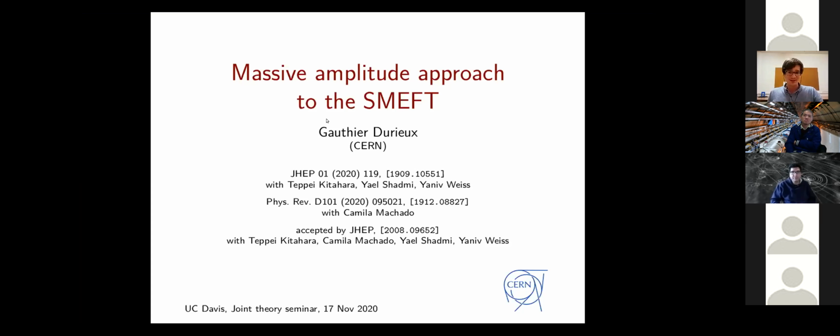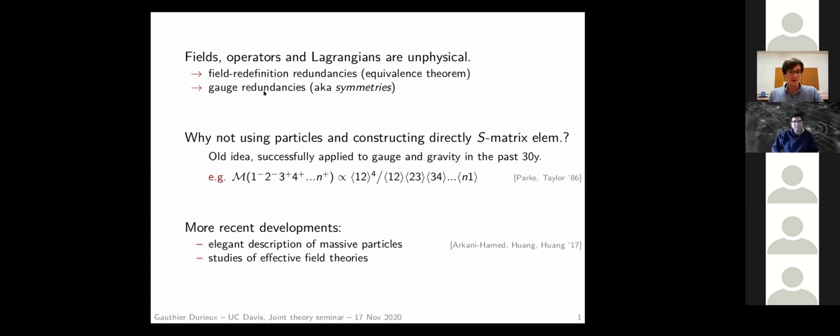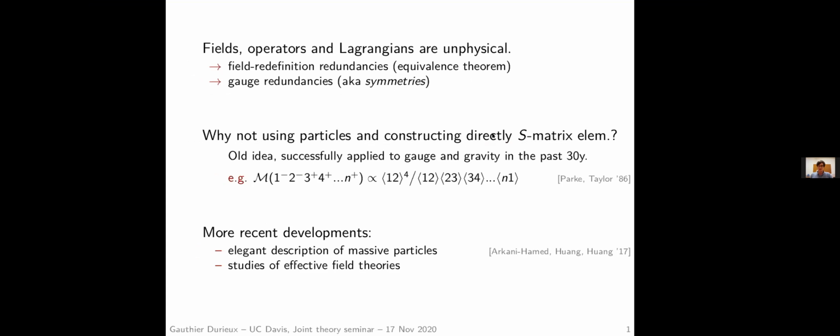In basically one sentence, the motivation for taking an on-shell amplitude approach to anything is that nobody has ever observed a Lagrangian. And so it's not surprising that dealing with fields, operators, Lagrangians, which are basically unphysical objects, can be somewhat inconvenient. We have field redefinition redundancy. We can describe the same physics with different fields, and also in effective field theories, relate different operators using field redefinitions. And also, we have a lot of gauge redundancies, which are also somewhat cumbersome to deal with. So why not use just particles and construct directly physical and gauge invariant objects like S-matrix elements?